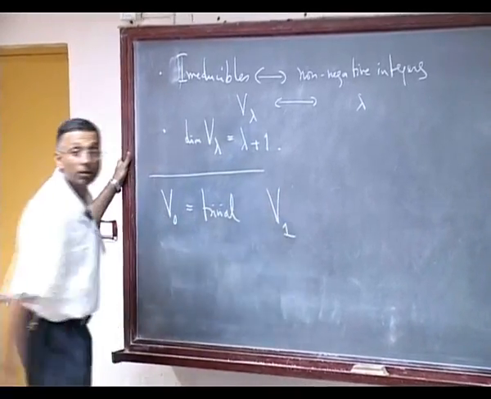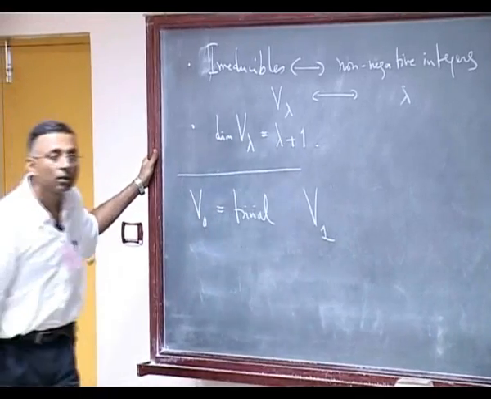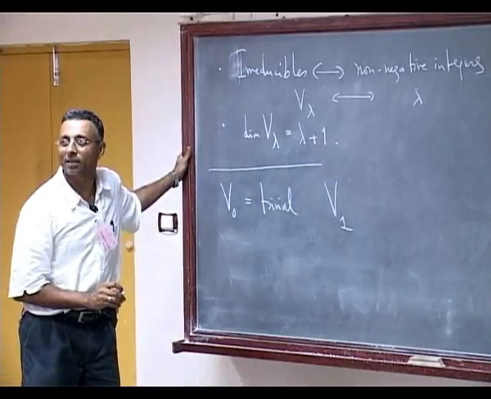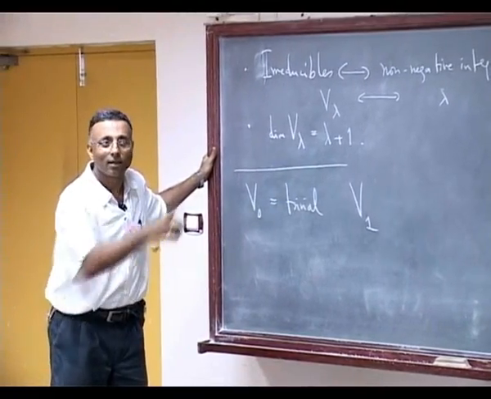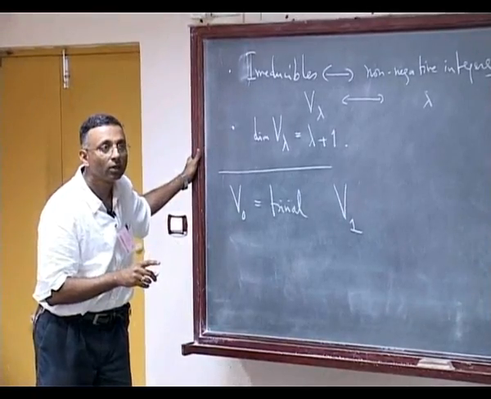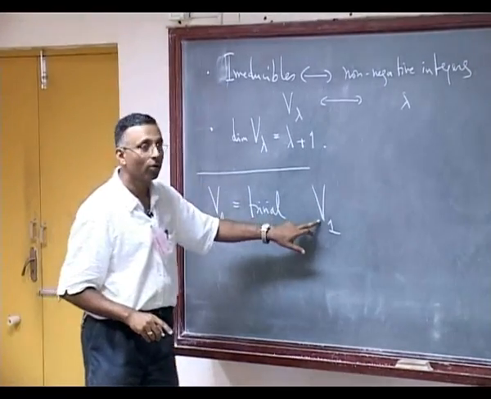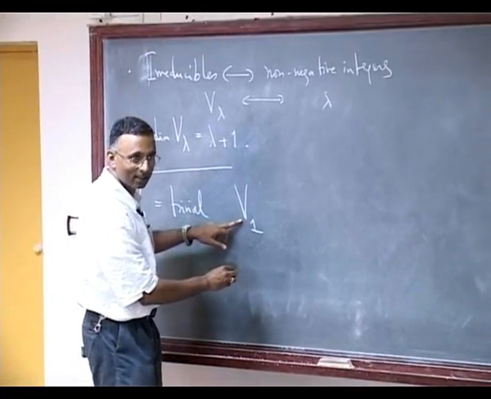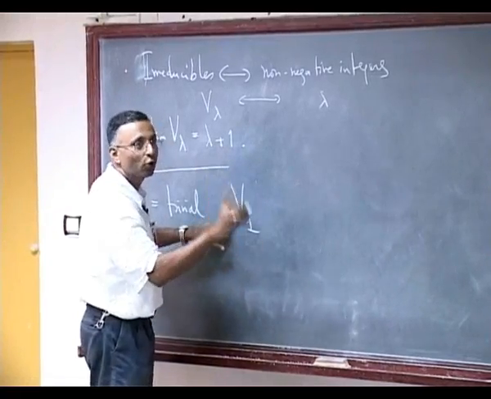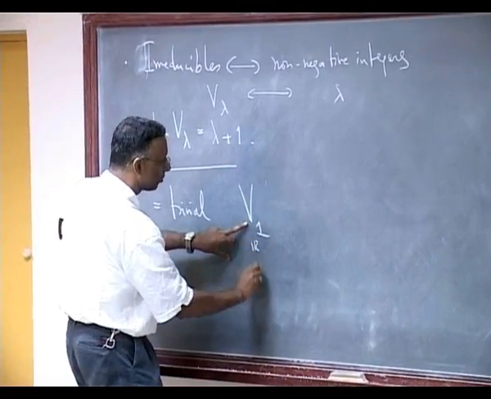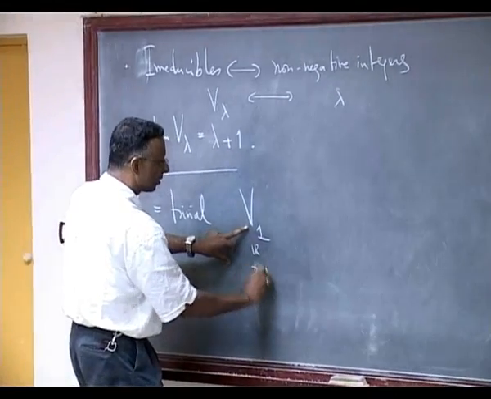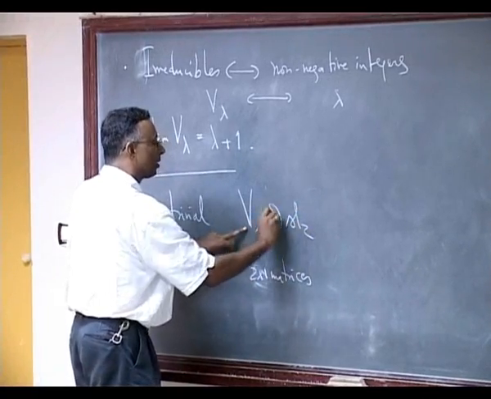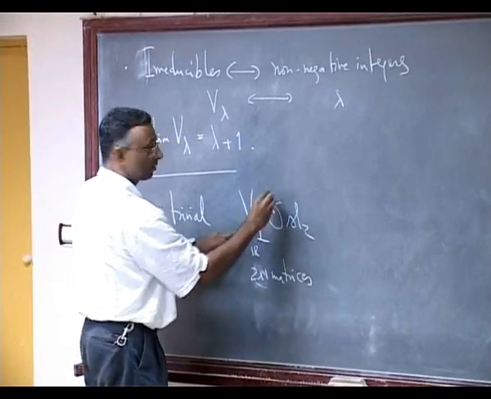V1. Exterior power of what? So what is V1? Go ahead and say it. On C2, 2 cross 1 matrices. Yeah, okay. So this is isomorphic to, you can say, 2 cross 1 matrices. And SL2 acts on this by matrix multiplication on the left.